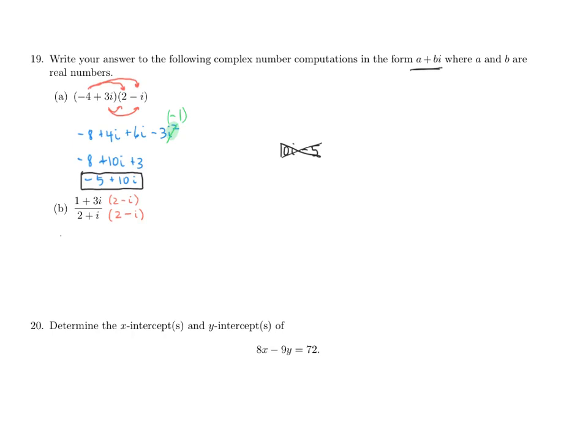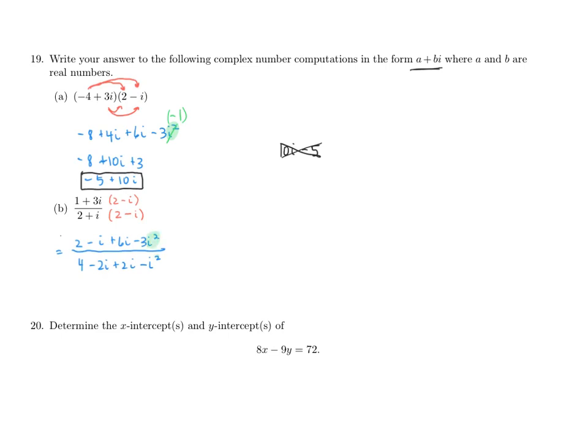So when you do that, you're going to multiply it all the way out on top and bottom. So 1 times 2 is 2. 1 times negative i is negative i. 3i times 2 is 6i. 3i times i is negative 3i squared. So that's what I get when I completely distribute out the top, or FOIL out the numerator. On the bottom, I've got 2 times 2 is 4, minus 2i, plus 2i, minus i squared.